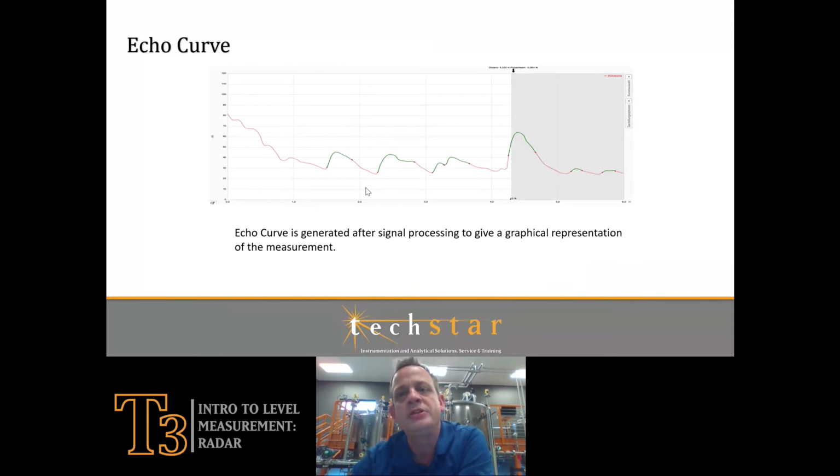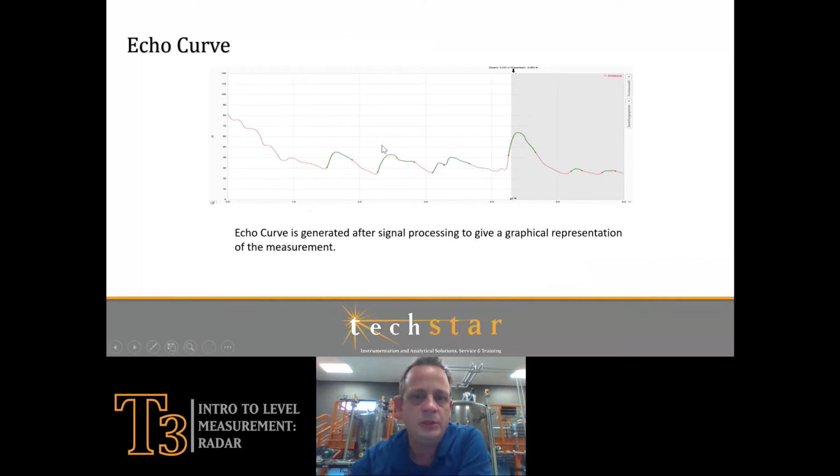The graphical representation that we get based off of that, which can be viewed with most of your radar software, is what we call an echo curve. In this axis, you can see my signal strength. Different manufacturers will show signal strength in different ways. And then down here is my distance measurement, and that's also usually done in different ways. So in this particular one, you can see my arrow is pointing right here at this echo. This is my largest echo in the vessel, and the radar is determining that as my level.